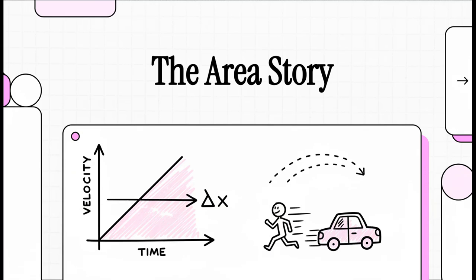Hey there. So you've probably memorized the formula: displacement equals velocity times time. We've all done it. But what if I told you there's a way to literally see that equation in action, just by looking at a graph?